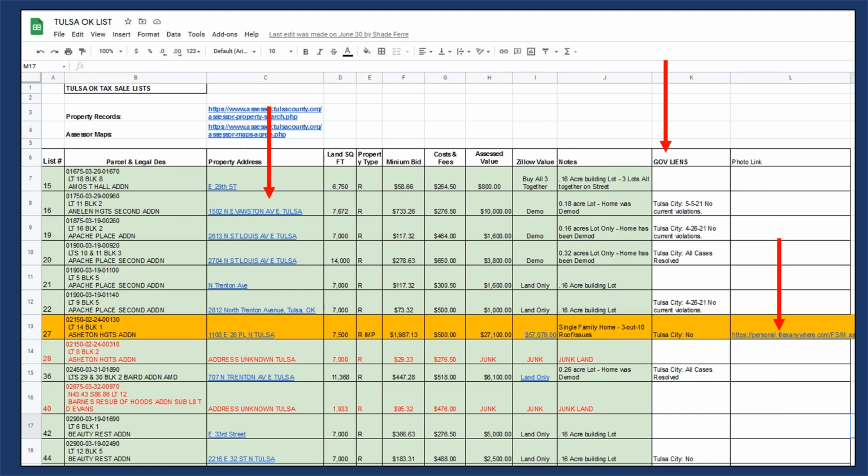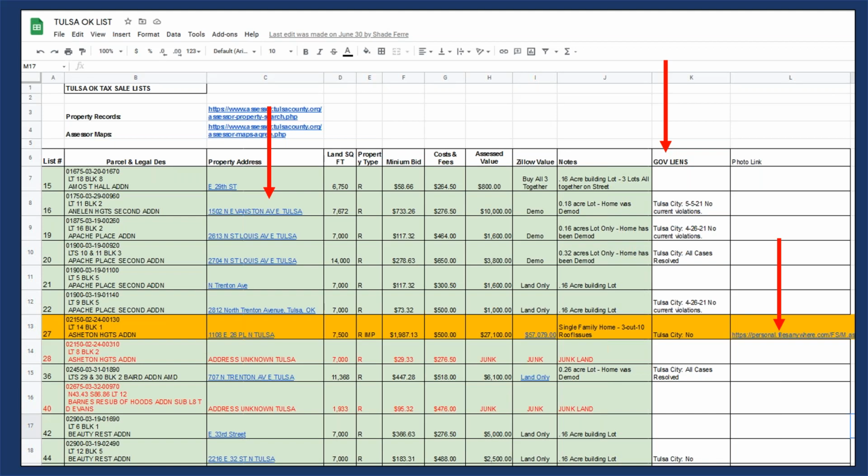There's also an arrow pointing to the government liens, where we could include information about the status of the property in terms of liens. And then you can see the links that we use directly there. So as we're going through it, it made it a lot easier to know which properties you were going to bid on, and to stay informed with the sale happening.